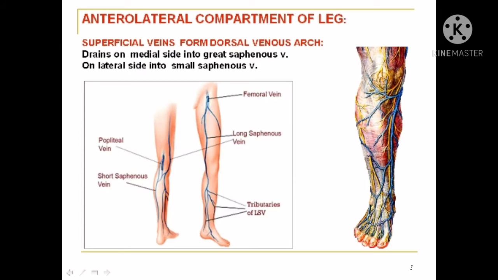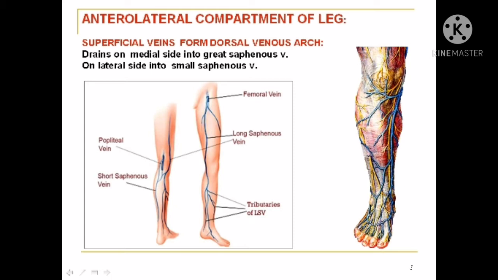Now the anterolateral compartment of the leg. The superficial veins are drained from the dorsal venous arch present on the dorsum of the foot, and they drain on the medial side into the great saphenous vein, and on the lateral side into the short saphenous vein.